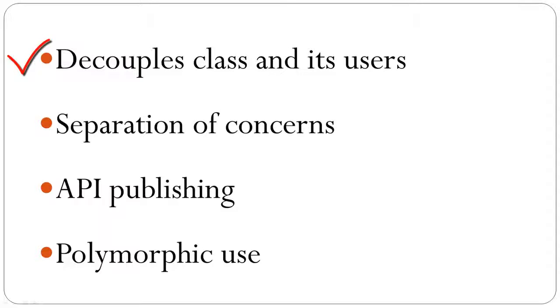There are many advantages of interfaces. Interface defines a contract and decouples the class and its users. Separation of concerns. Interfaces force one to think of implementing a separate class for each concern. When publishing an API, publish only the contract, do not publish how it is implemented. Polymorphic use. Interfaces make it easier to use polymorphism. In our example, we could use either Honda Accord or Mercedes C300 with very minimal changes.